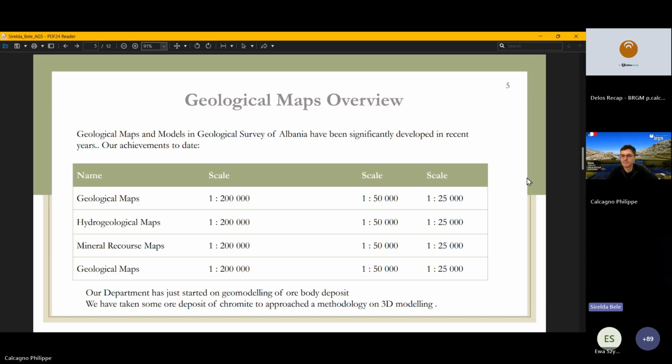Another important product is the hydrogeological maps, mineral resource maps, and geological maps. We have covered them at the scale of 1:200,000, 1:50,000 and 1:20,000. There are many other thematic maps that we covered, but these are the main maps that we represent here for you. Another important point: our department has just started on geomodeling of ore body deposits. We have taken some of our chromite deposits to approach a methodology on 3D modeling.